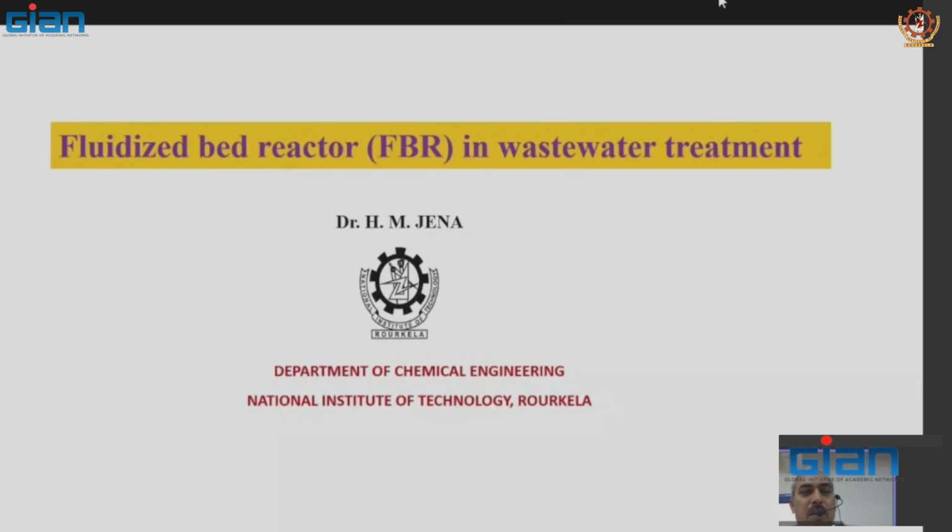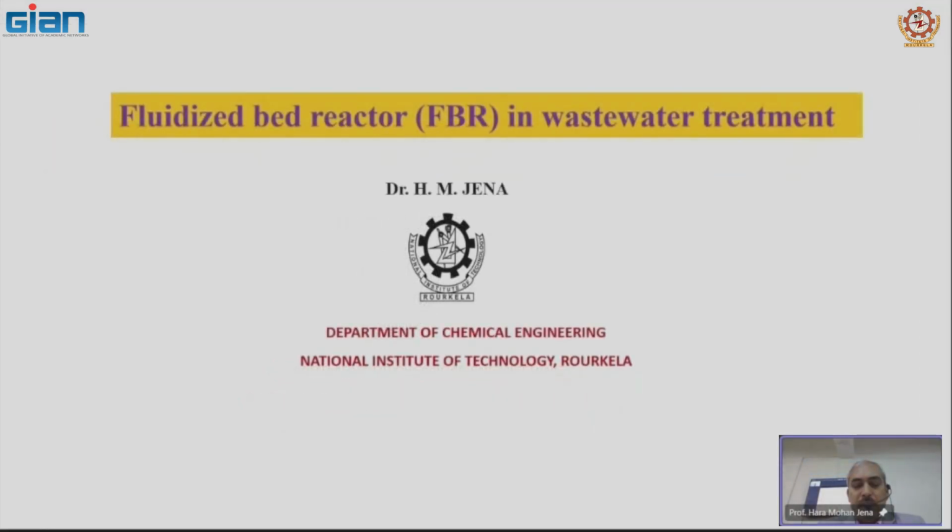My class is on fluidized bed reactor in wastewater treatment. It is a three-phase fluidized bed reactor actually, where gas, liquid, and solid, three phases, are present. As we know, fluidization involves passing a fluid through a static bed of solid particles with a superficial velocity enough to suspend the particles and cause them to behave like a fluid.